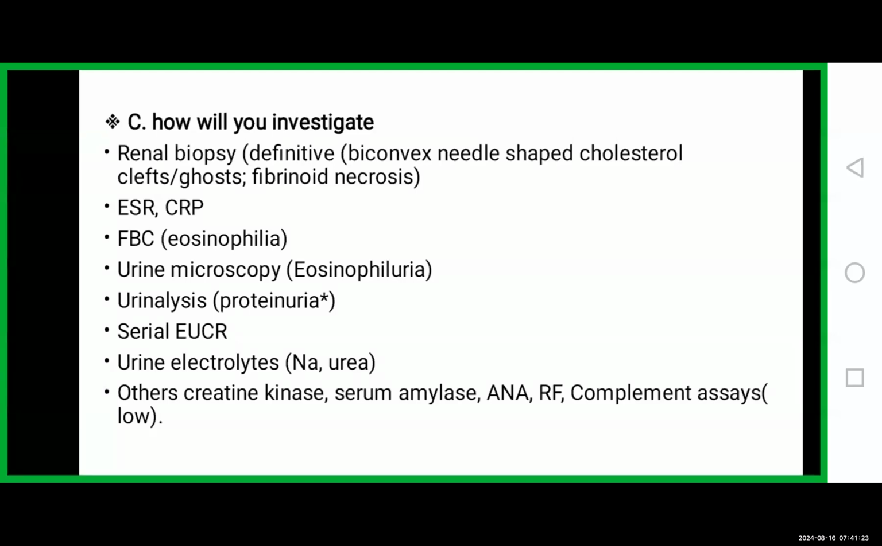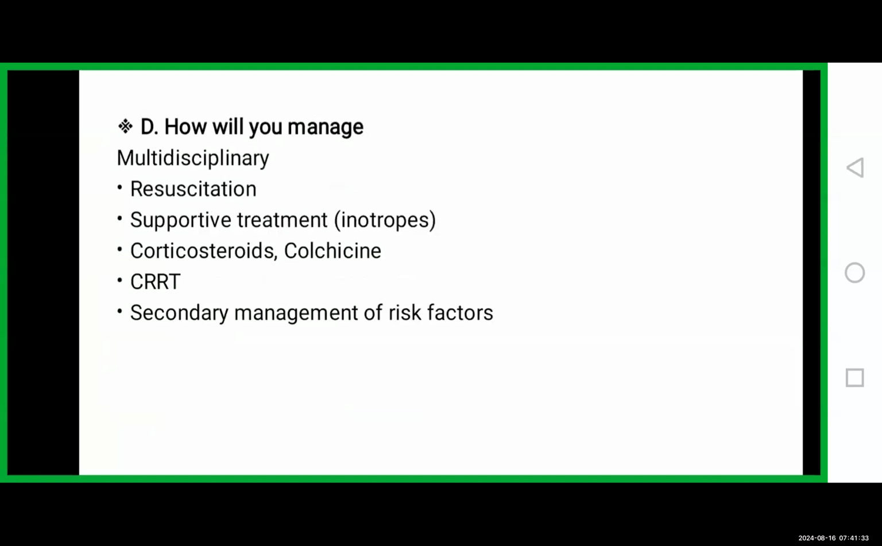That would include creatinine kinase to see if the muscle is affected, a serum amylase to see if the pancreas is affected, then ANA and rheumatoid factor to rule out autoimmune diseases. Now, for this condition, complement assays is also important because it's been noted to be low in patients with cholesterol embolization syndrome. How will you manage?